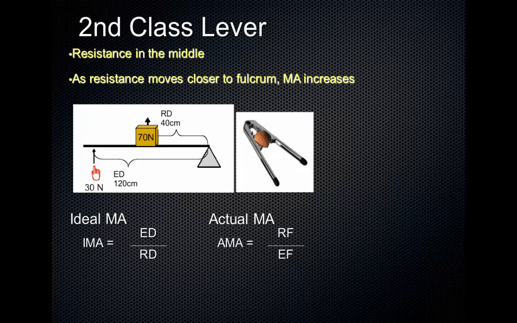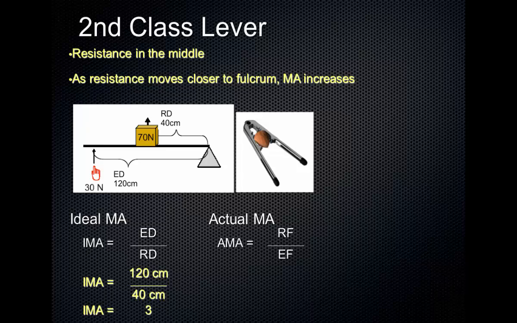Again, the formulas are the same. Effort distance over resistance distance. Fulcrum to effort, fulcrum to resistance. In this case, 120 is the effort distance. 40 is the resistance distance. This gives us a mechanical advantage of 3. And so the way that nutcracker works is the force we apply here is multiplied 3 times here, and that's why we're able to crack that nut fairly easily.